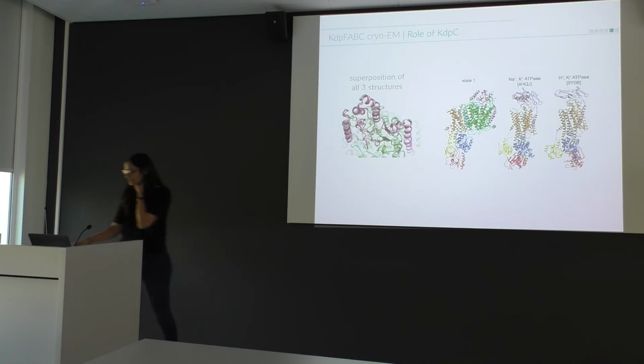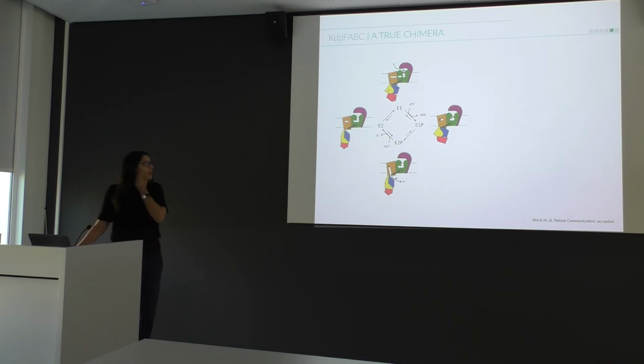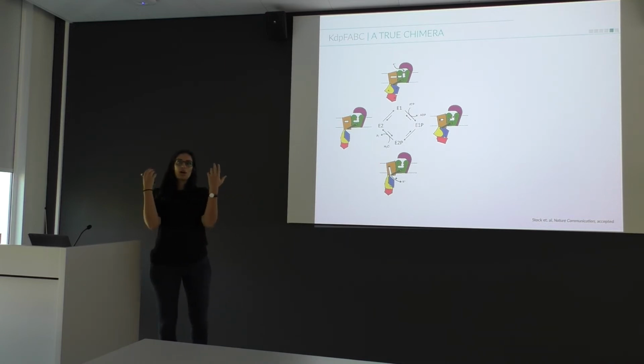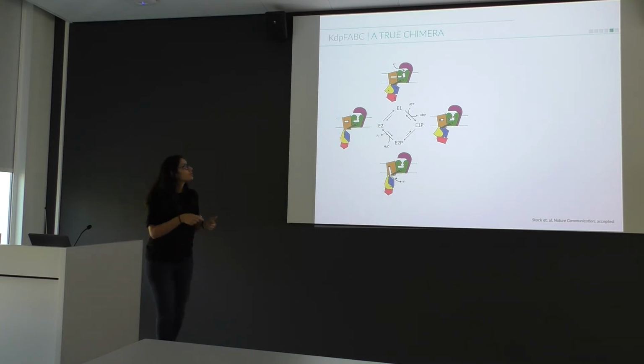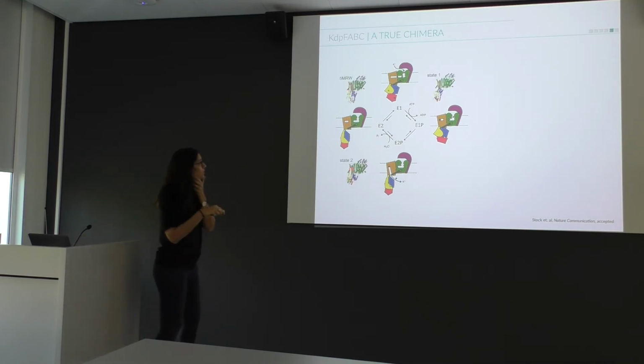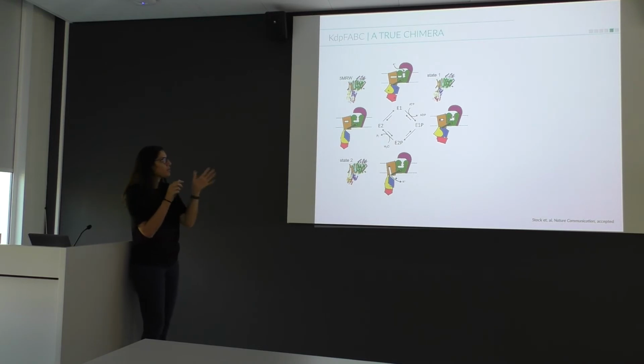So altogether, what we propose is a completely new transport mechanism, and we have a true chimera. This is really for the first time, to my knowledge, where you have two different groups, which are normally classified into different groups, really coming together and working together. What we believe happens is that this would be the three available structures somehow in the cycle. Maybe you will always catch some sort of intermediate.